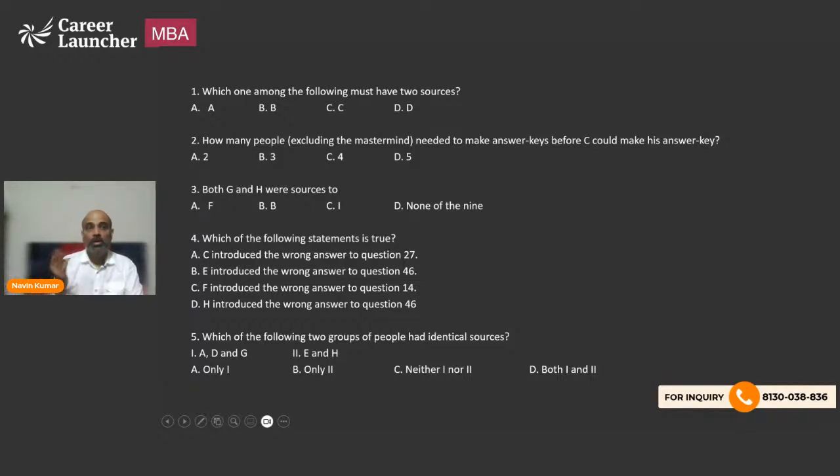Definite options. Which of these following statements is true and not could be true? Is true means there is something which we can definitely know. And fifth, which of the following two groups of people have identical sources? So we have got the first 3 people and then the second 2 people, right? Now, let's read everything and let's build a story around it.